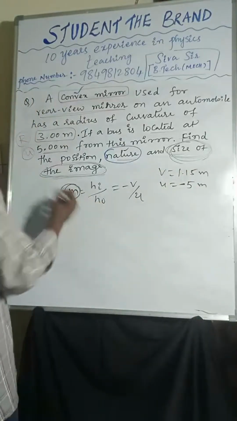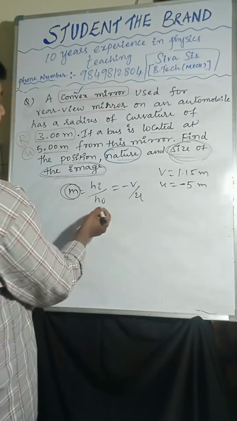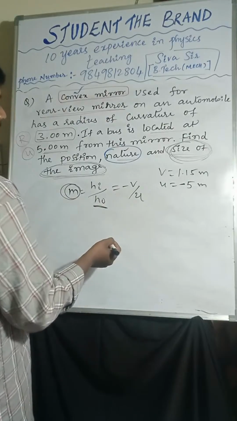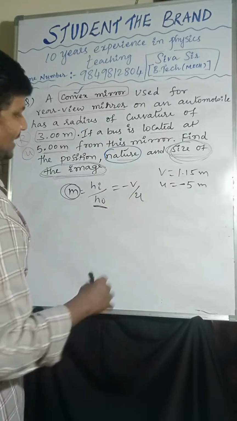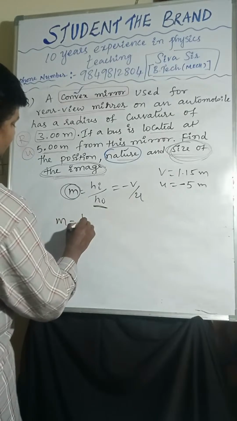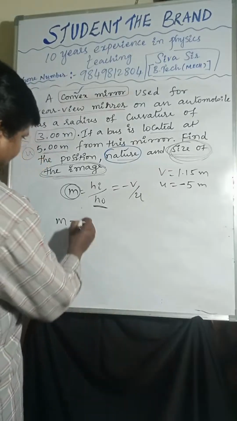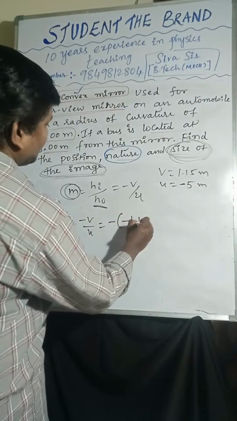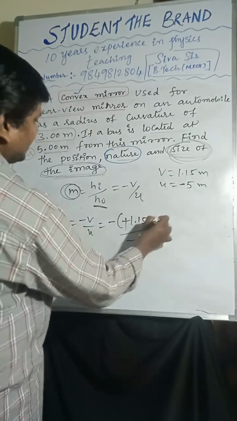So here we don't know the object height, they didn't give it. So with the help of the factor also we can say. So two ways we can tell. One way is height of the image. We can also consider it in this way, that is nothing but minus v by u. So minus 1.15 by minus, so positive, right, object distance.